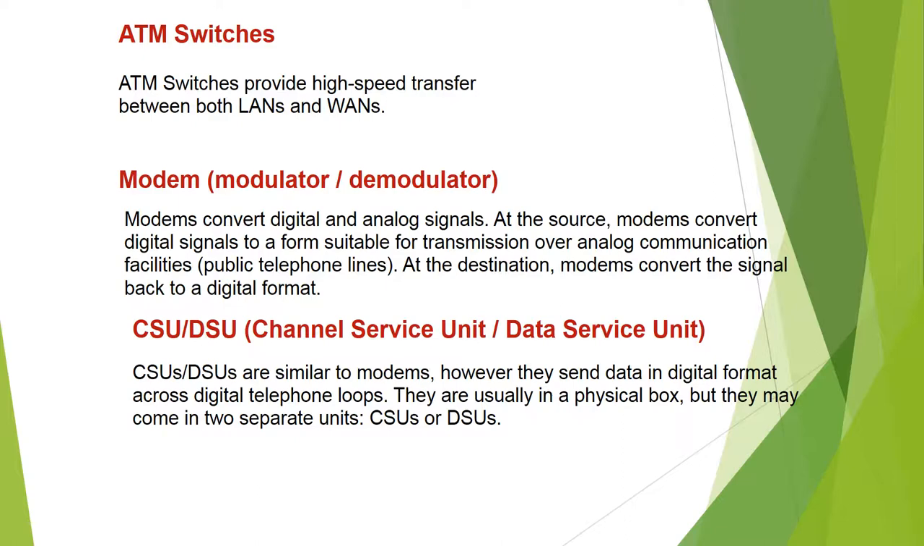Modem: modulator, demodulator. A modem modulates and demodulates the signal. A modem converts the digital signal to analog at the source, a form suitable for transmission over analog communication facilities such as public telephone lines. At the destination, the modem converts the signal back to digital format. So the modem converts digital signal to analog and back from analog to digital.